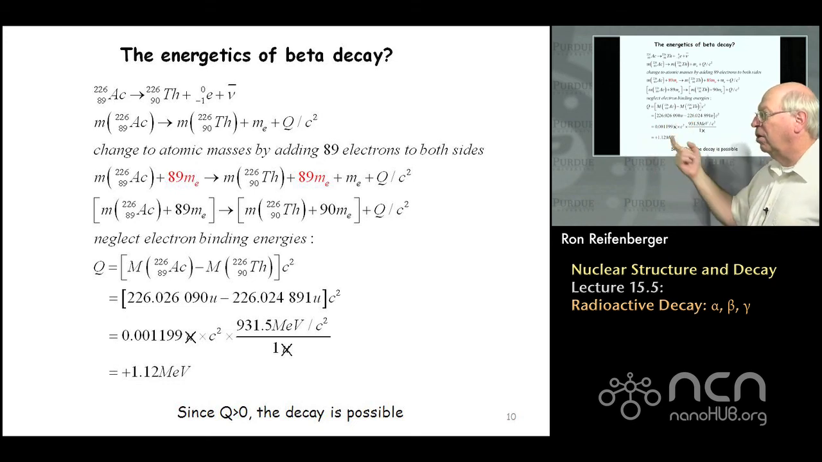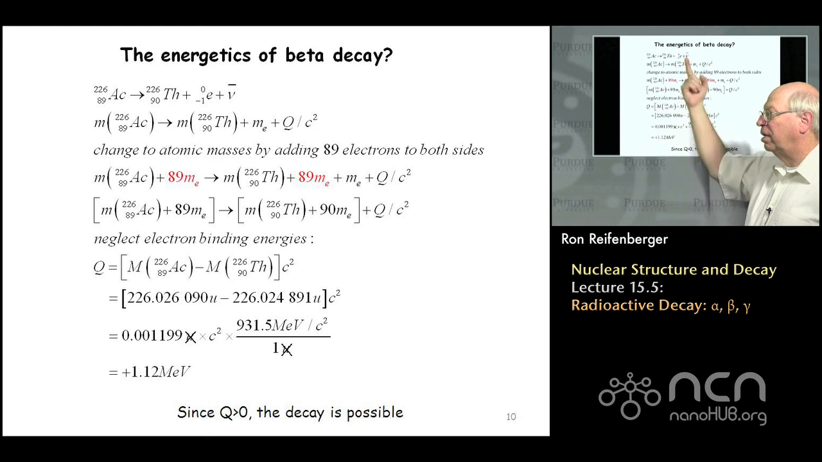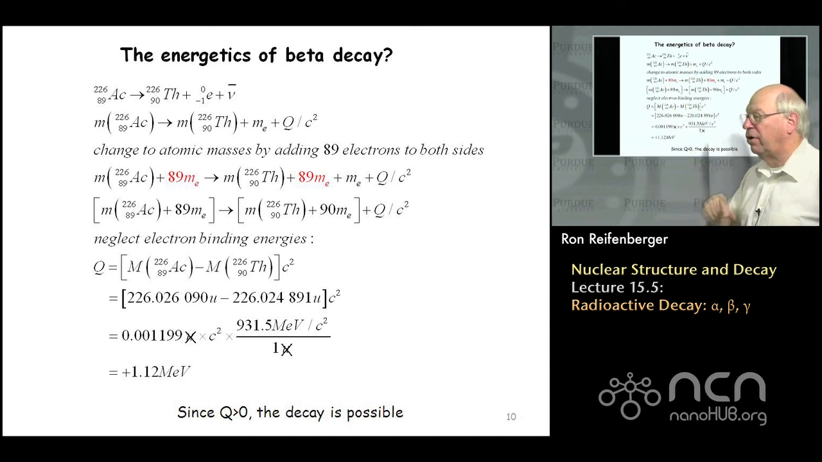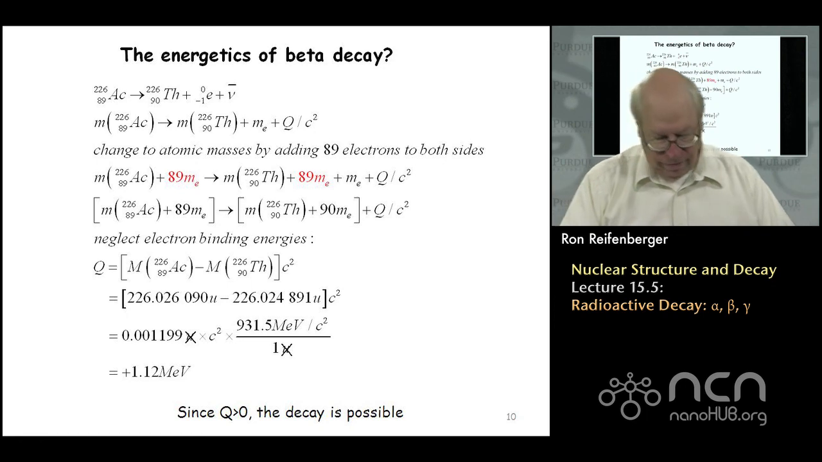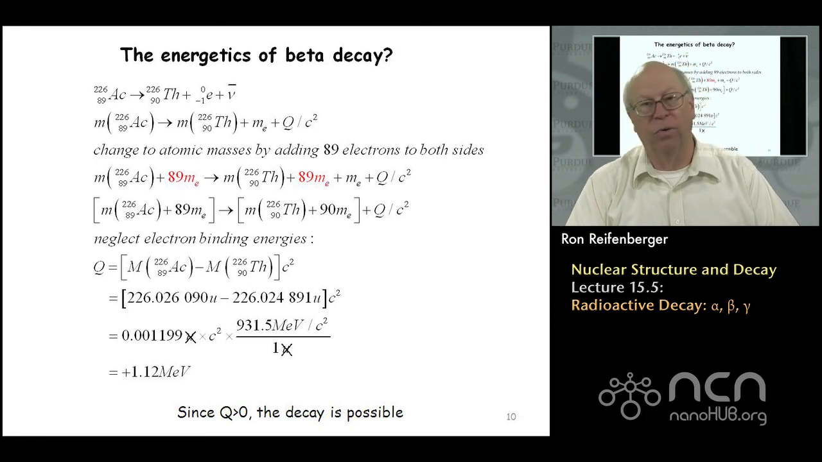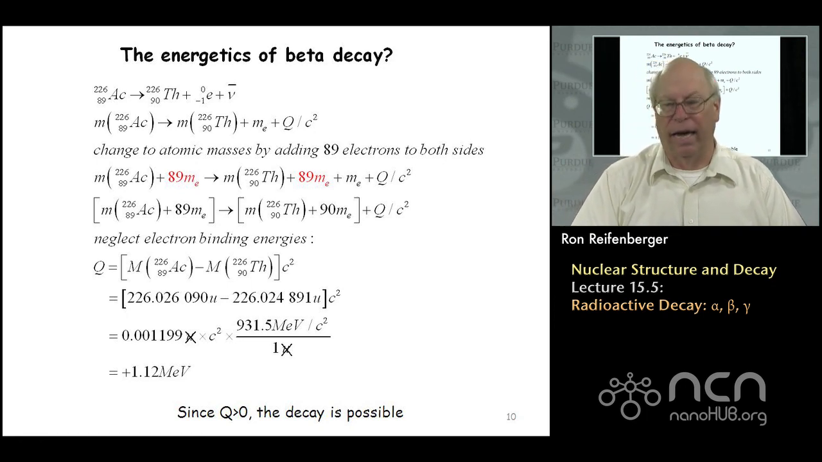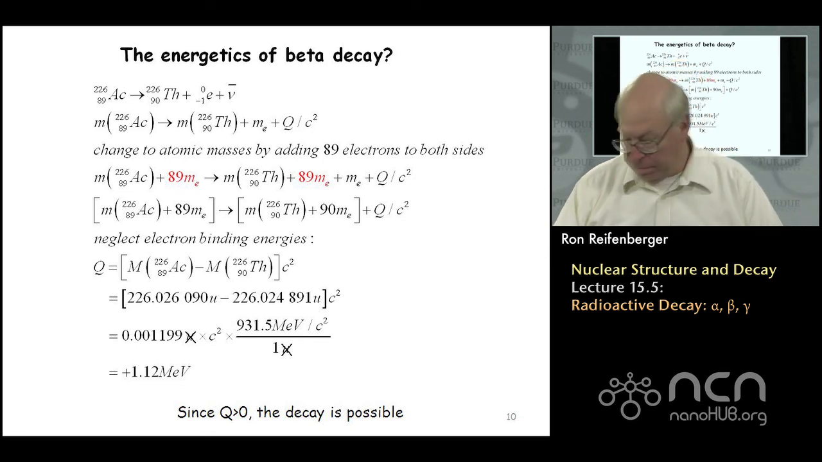And so at the end of the day, what you find if you work through the arithmetic is that about 1.1 million electron volts of energy is released in this particular beta decay. And so that means that the products, the thorium, the beta particle, the electron, and the anti-neutrino are going to carry away something like 1.1 million electron volts worth of energy. So that's how you would do an energetic calculation for beta decay.